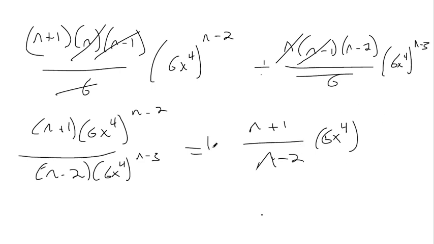Okay, remember for the radius of convergence, we're finding the limit of this ratio as n approaches infinity of the absolute value of these. So n plus 1 over n minus 2, that's going to 1 as we approach infinity, because plus 1 minus 2, if you do that to infinity, it's negligible, right? Infinity plus 1 divided by infinity minus 2 is just the same thing. Same two quantities divided by each other. And then we've got 6x to the fourth here.